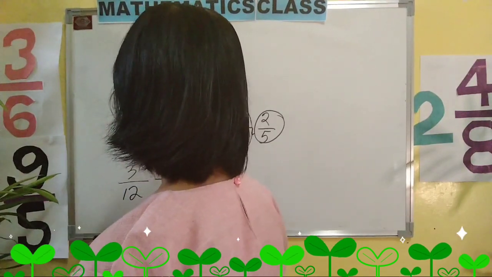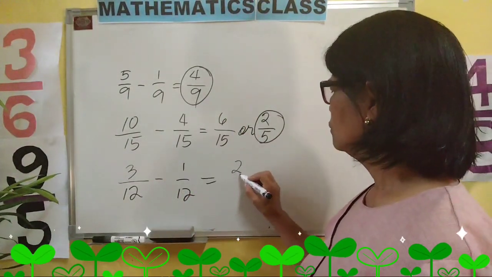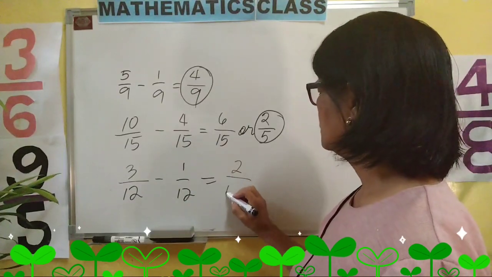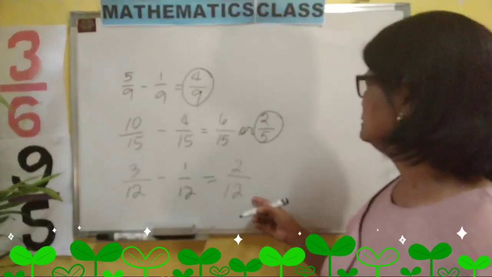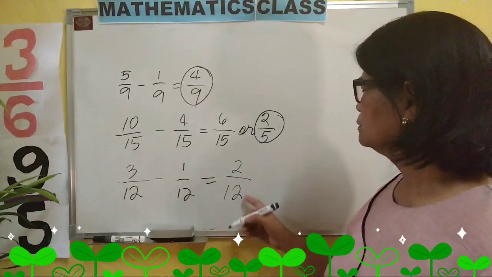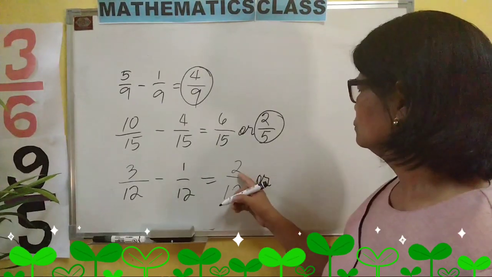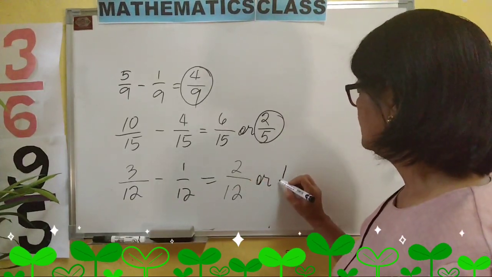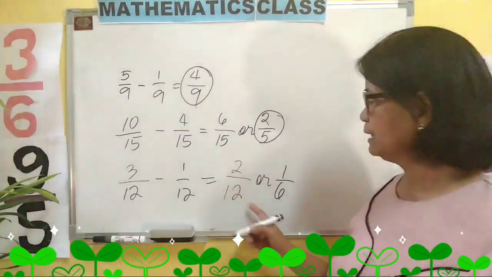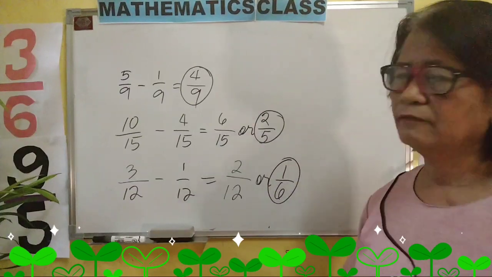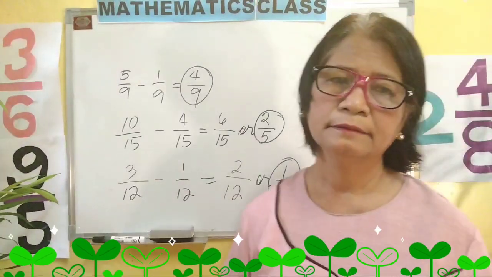Another example is 3/12 minus 1/12 equals 3 minus 1 equals 2. Copy the common denominator of 12. Is there a GCF for 2 and 12? The GCF for this is 2. 2 divided by 2 equals 1. 12 divided by 2 equals 6. Therefore, the lowest term for 2/12 is 1/6. 1/6 is your possible answer. 1/6 and 2/12 are also equivalent fractions.